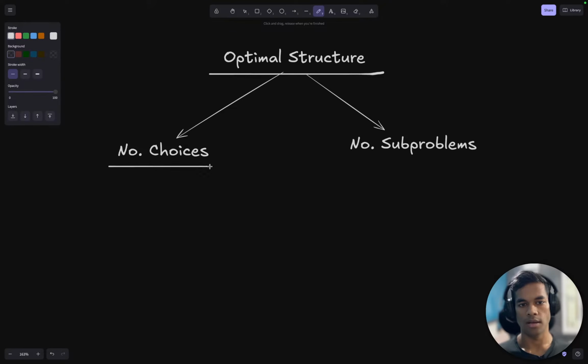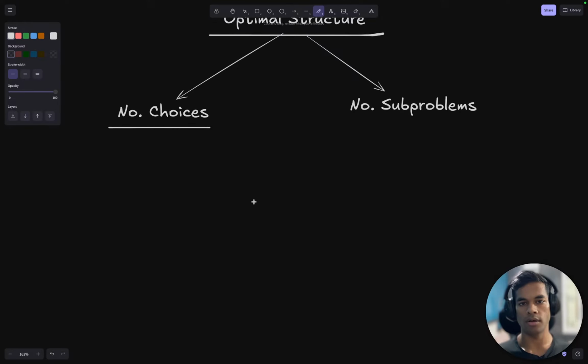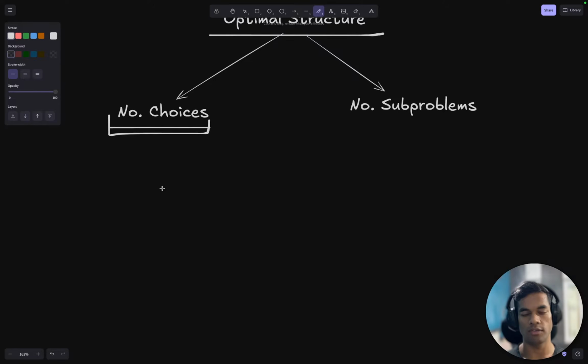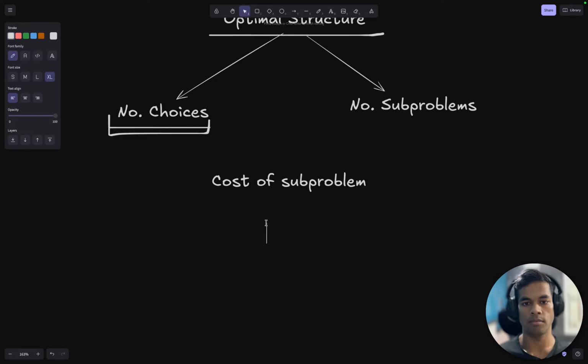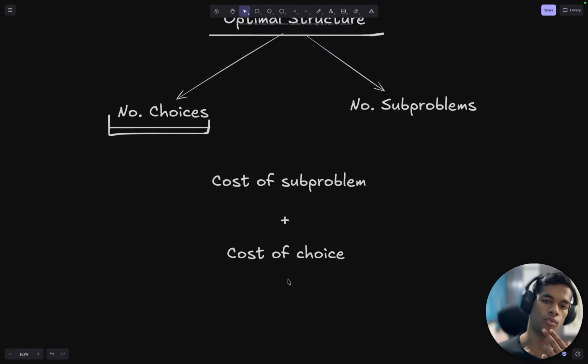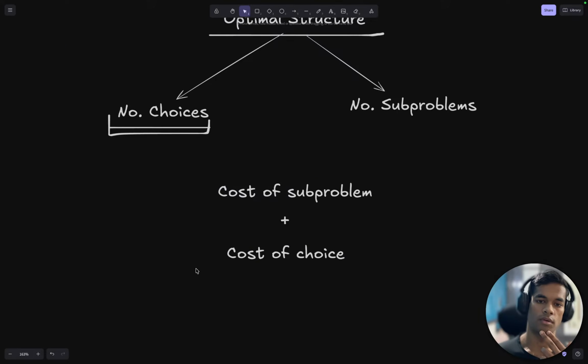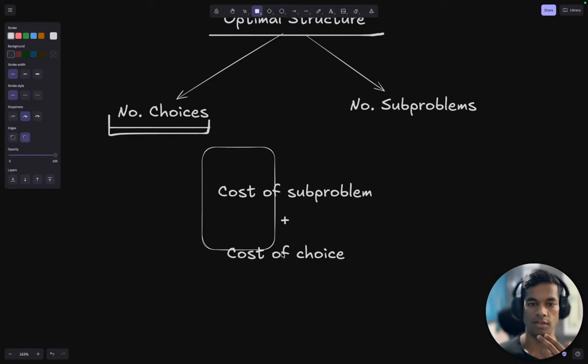And when we want to calculate the cost of making a particular choice, it is usually, like they said in the book, the cost of the subproblem, that is one thing, plus just the cost of the choice. And that is so true. That is actually pretty insightful.